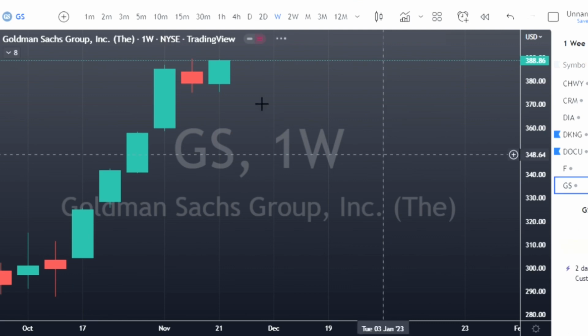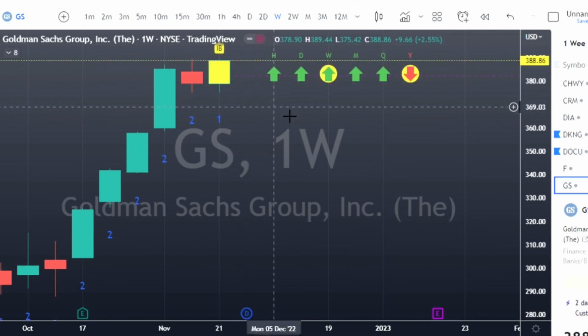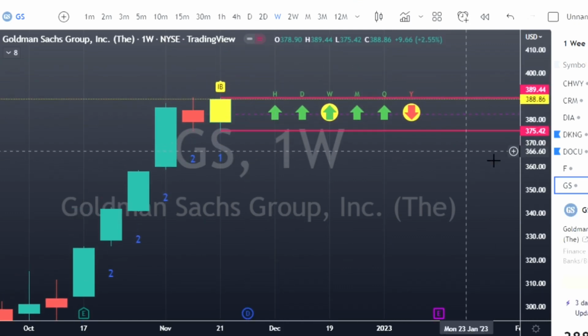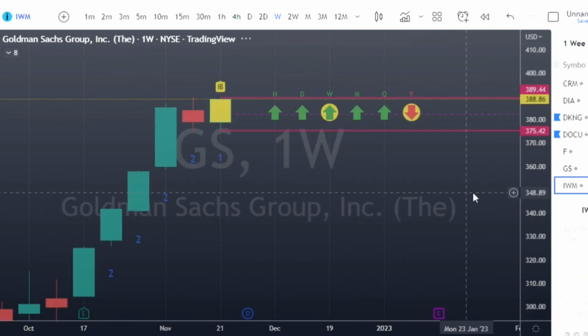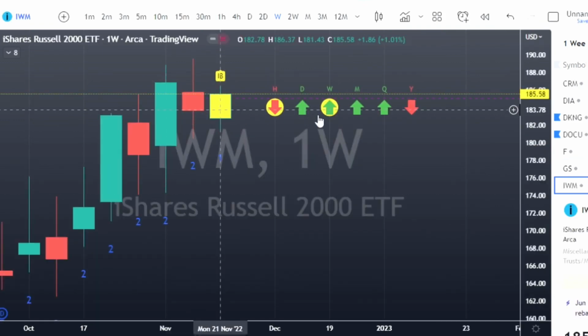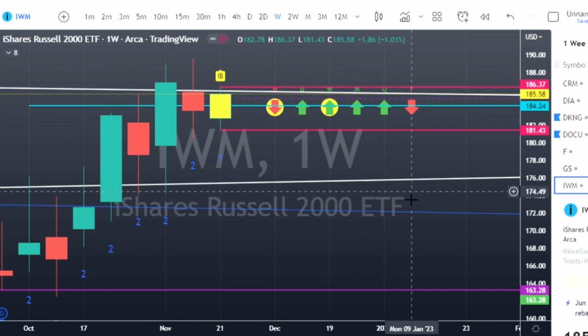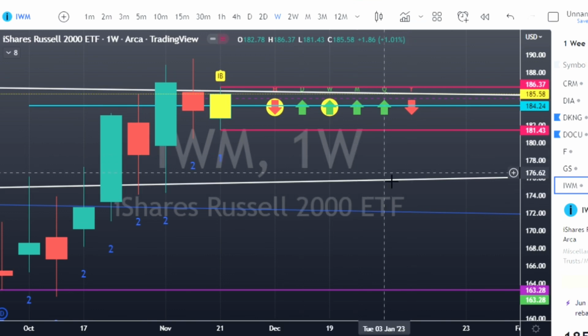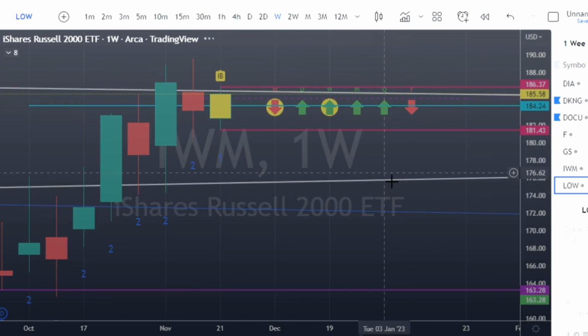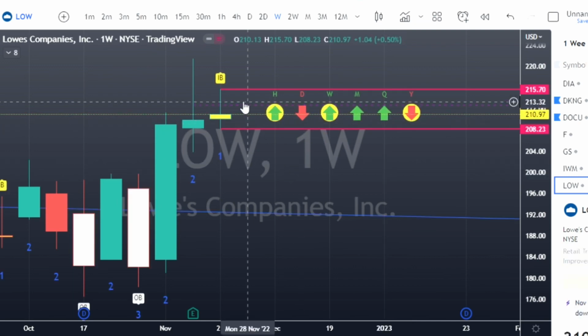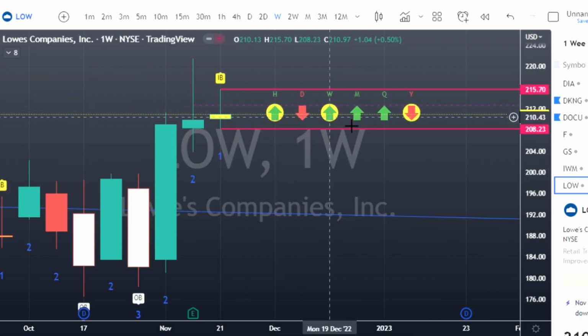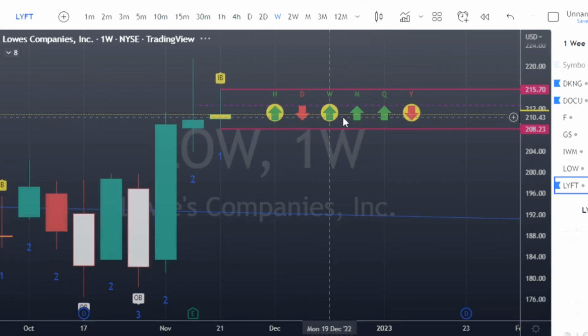Goldman Sachs, inside bar on GS, you betcha, calls at 389.44, puts at 375.42. IWM, inside bar, we're looking for calls at 186.37, puts at 181.43 on IWM. Lowe's, inside bar, calls 215.70, puts 208.23.